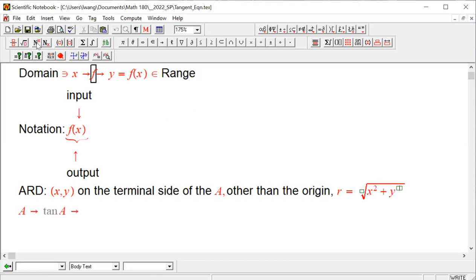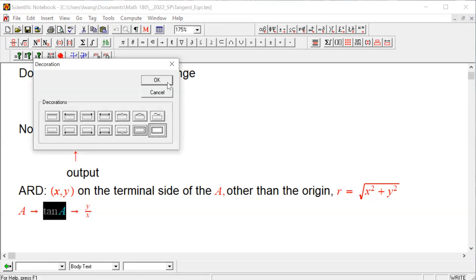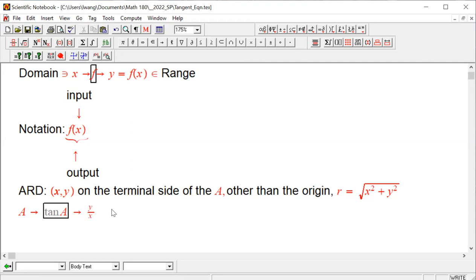It's guaranteed that R is not zero. However, the definition of tangent doesn't use R. It uses Y over X. So, right, that's the tangent function. Arctangent, okay, arctangent.